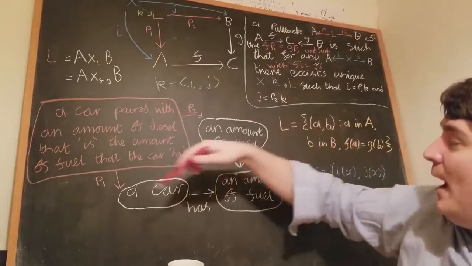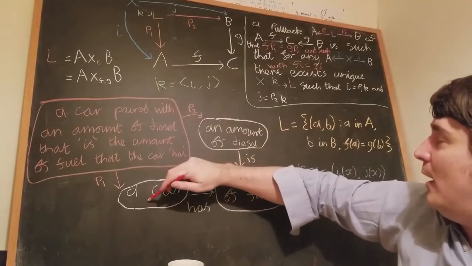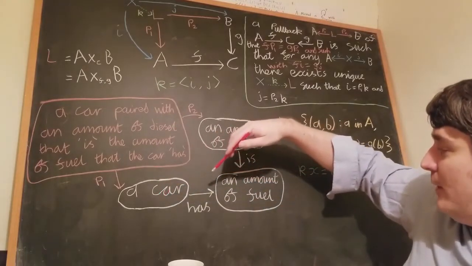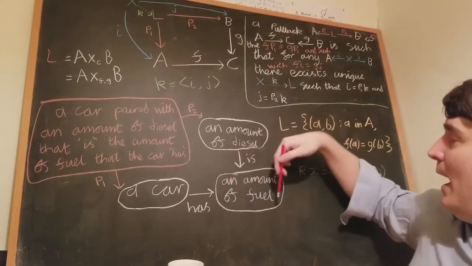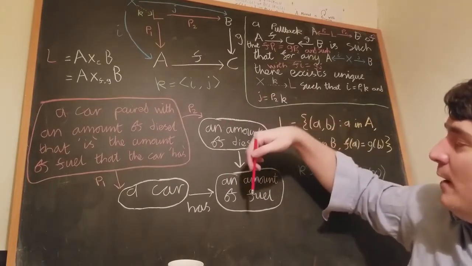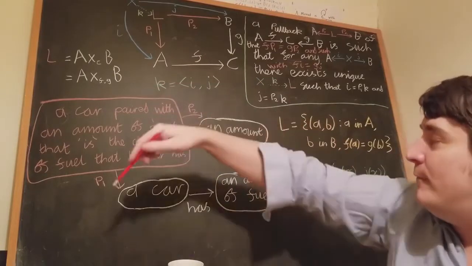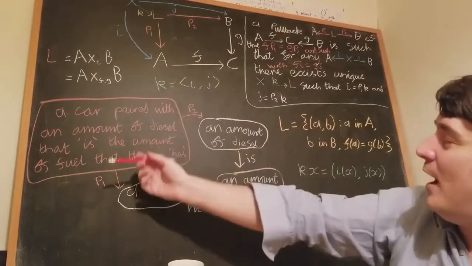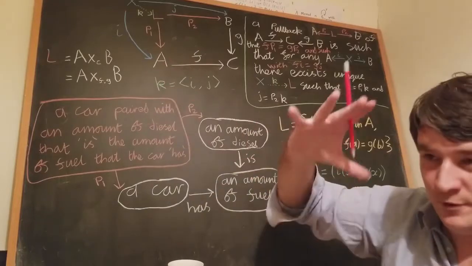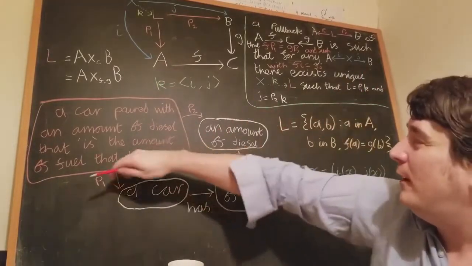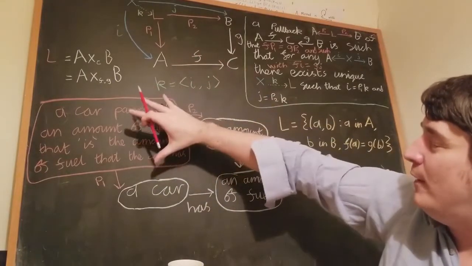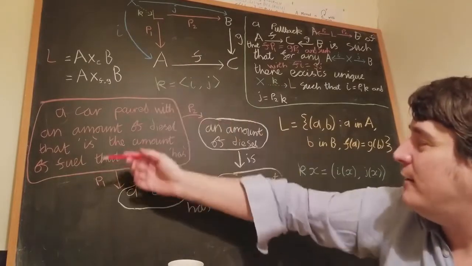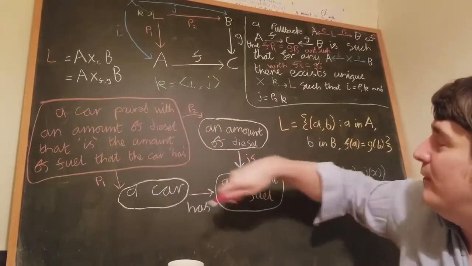And so in this case, this is going to be the set of all cars paired with an amount of diesel, such that the car has as the amount of fuel the same thing that the amount of diesel is. So basically I would say that this really represents the set of diesel cars. Simple as that. These are cars that have an amount of fuel which belongs to the car and is also diesel. But it's nice that we can at least go towards this concept of what a diesel car is in such a mathematically rigorous way, as a pullback of this setup.